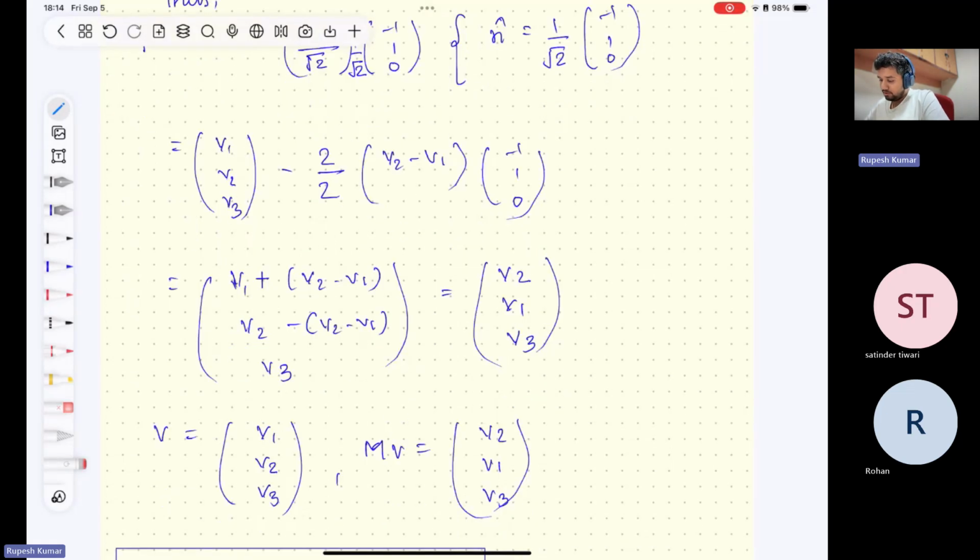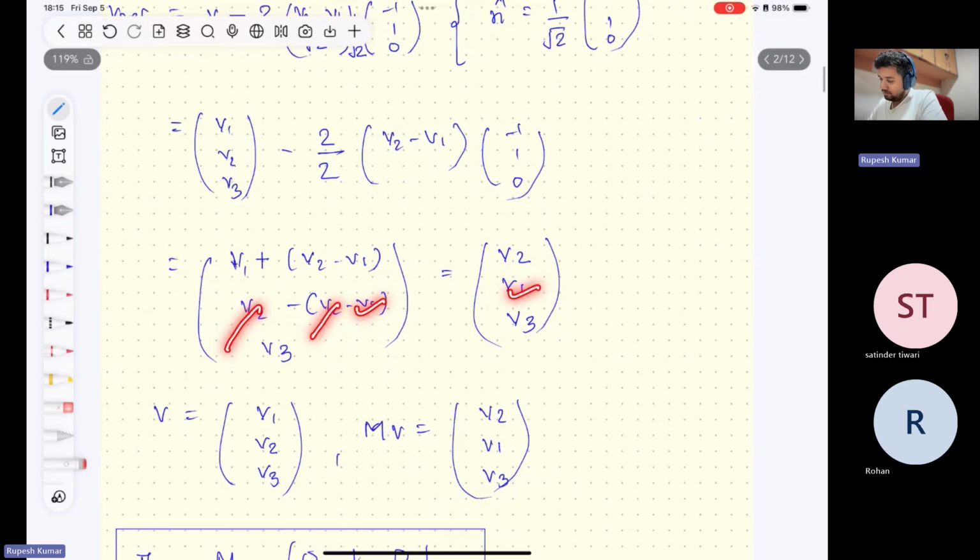So the total sum is v1 plus v2 minus v1. So minus minus plus. So the first component, the x component, is v1 plus v2 minus v1. Second term is v2 minus v2 minus v1, and the third term is v3 minus 0, so that is v3. Now you just find the solution, right? v1 minus v1 cancels out and you get v2 here. Then v2 minus v2 cancel out and you get v1 here, right? And then v3, v3 are here.